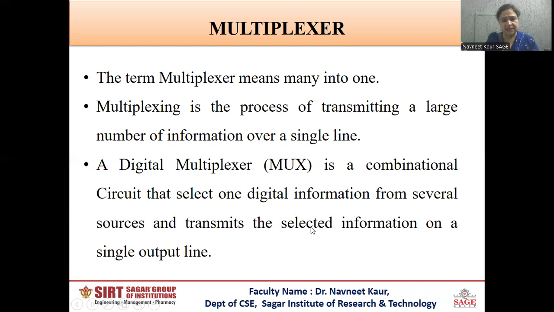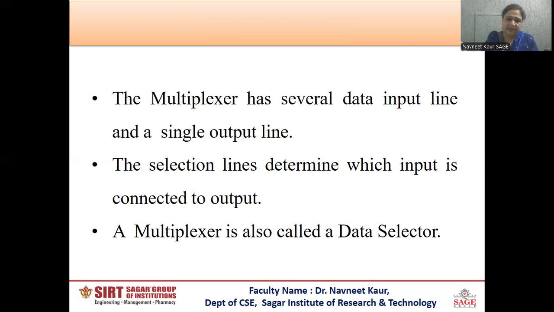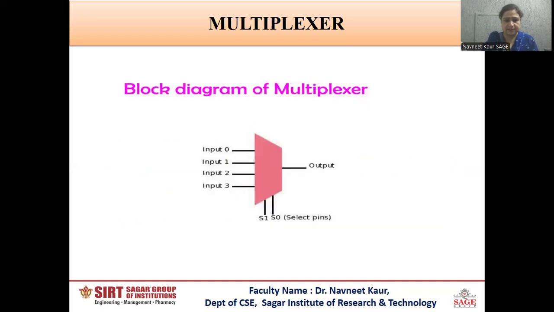In digital circuits, a digital multiplexer is a combinational circuit that selects one information from several sources and transmits the selected information over a single output line. So here the multiplexer has several data input lines and the data is selected from these input lines and transmitted on a single output line. The selection lines are used to determine which input will be connected to the output. So a multiplexer is also called a data selector.